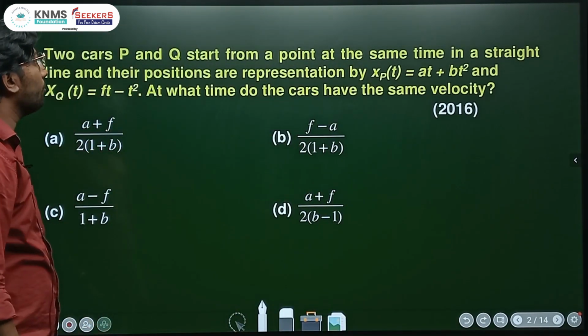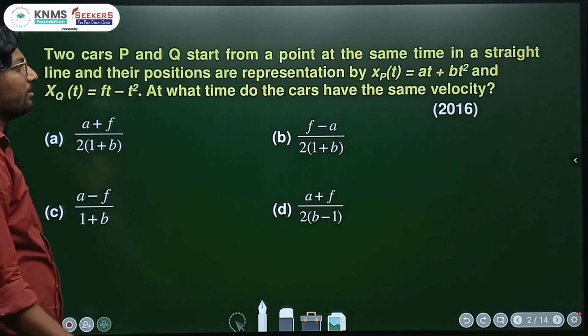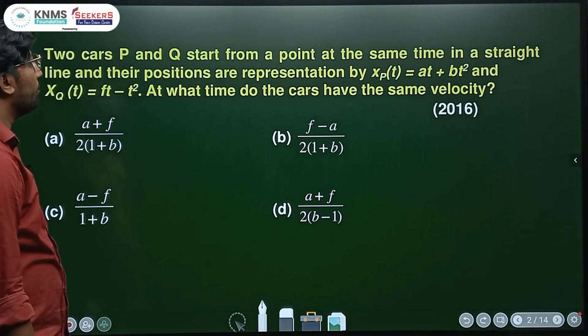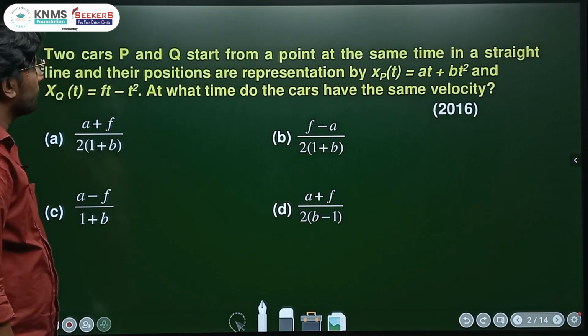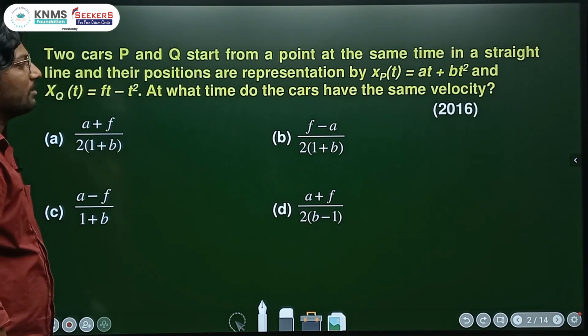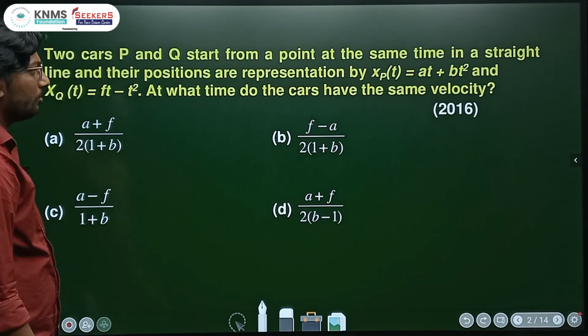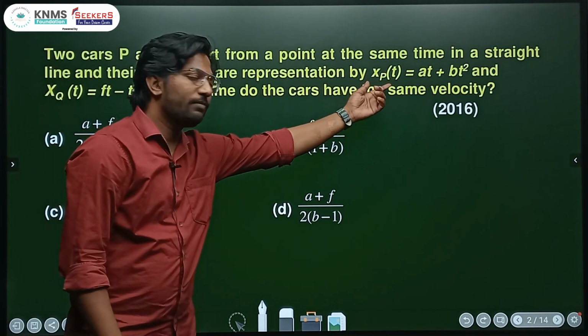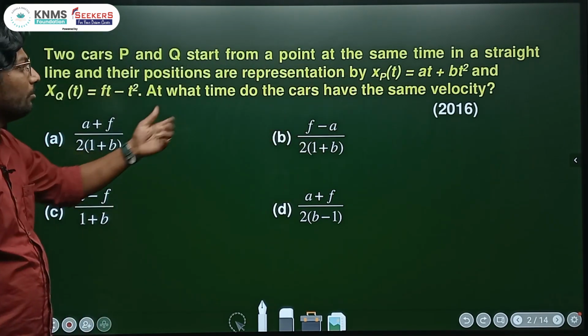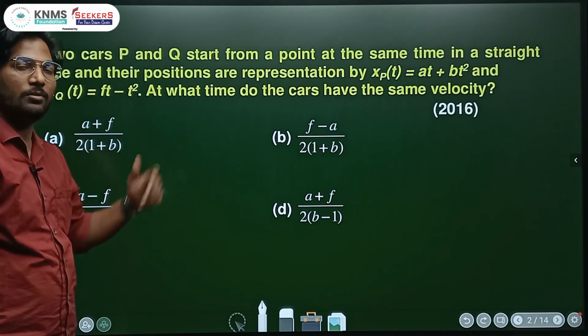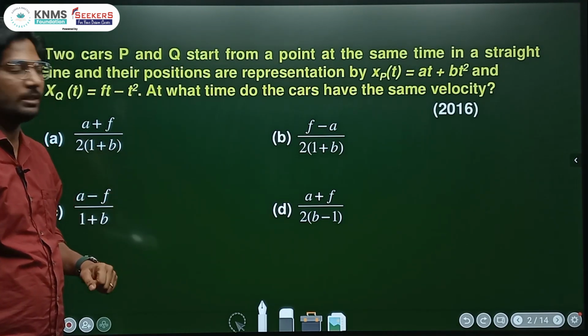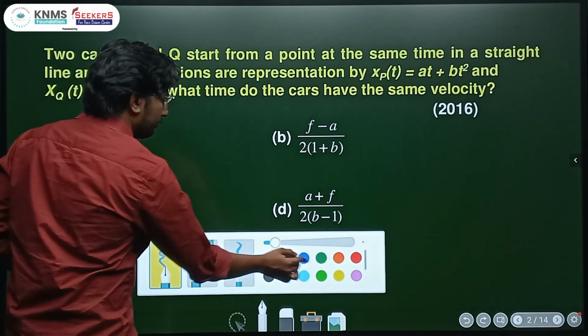Two cars P and Q start from a point at the same time in a straight line, and their positions are represented by two equations. At what time do the cars have the same velocity? So it's very simple. They have given the position as a function of time for car P and car Q. You just differentiate them, get their velocity equations, equate those velocity equations, and we'll get the respective time. Let's do it.